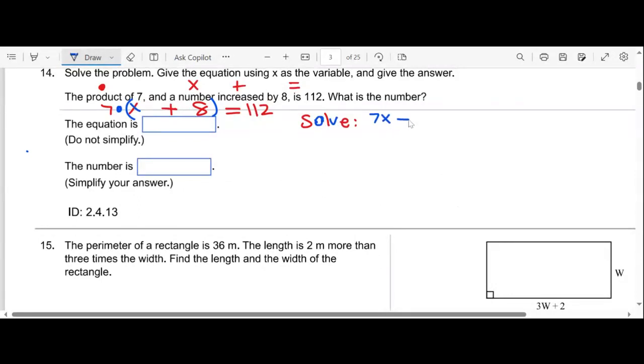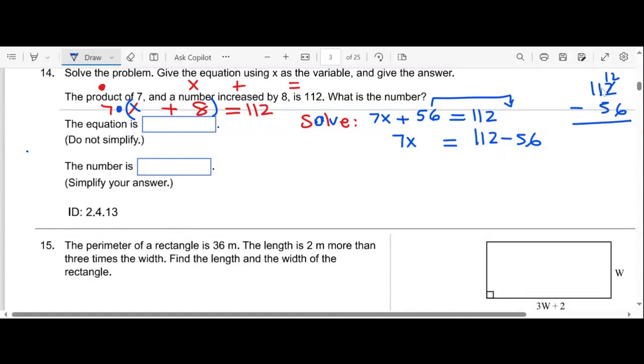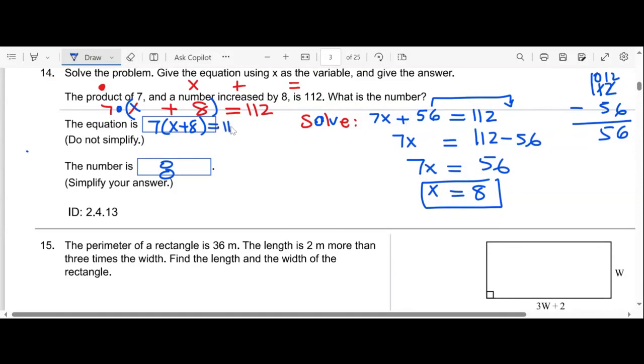So it's going to be 7x plus 56 equal 112. Then I move the 56 to the other side and it becomes what? So if you subtract, how much do you get? 56. This 12 and this become what? 0. 6 from 12, 6. 5 from 10, 5. So 56. 7x equal 56. So x equal how much? So the number is 8 and the equation is 7x plus 8 equal what? 112.